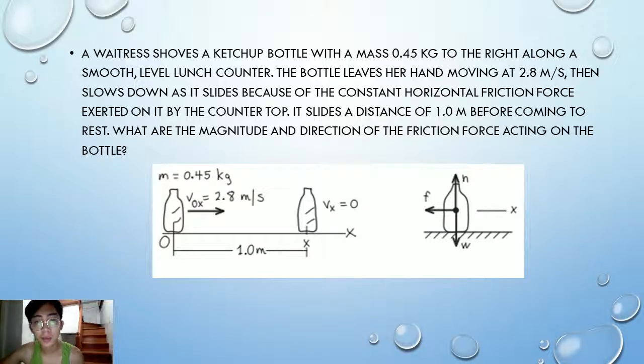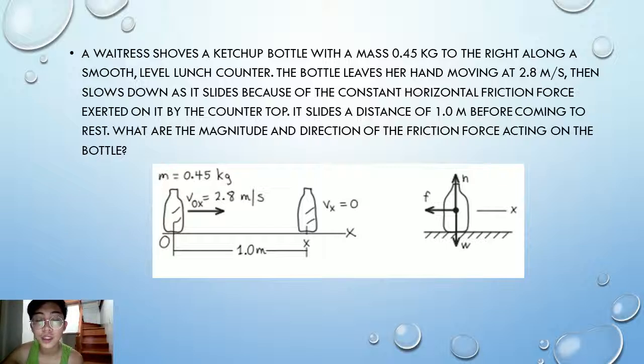So, hinahanap natin sa problem na to is yung in-exert na friction force on the bottle to achieve its complete stop. So, dahil meron tayong in-apply na force, which is yung pinush ng waitress dun sa ketchup bottle, hinahanap is yung friction force, which is yung nagpa-stop dun sa bote. So, we all know friction force is just the opposite force nung in-apply mong force dun sa object para ma-achieve niya yung complete stop. So, para mapatigil yung isang bagay, yun yung friction force.